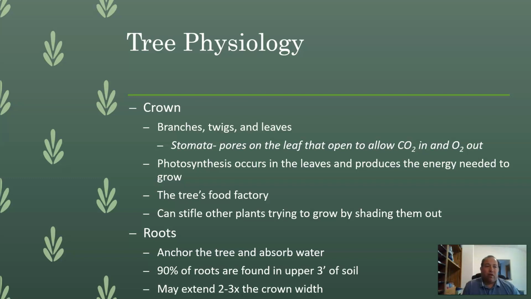That's where our water, our carbon dioxide, and our sunlight combine to give us our sugar, our energy, and our oxygen. So the crown is actually the tree's food factory. This is where all the energy is being made, and it's important to understand that, because the crown is providing all the energy for the tree.